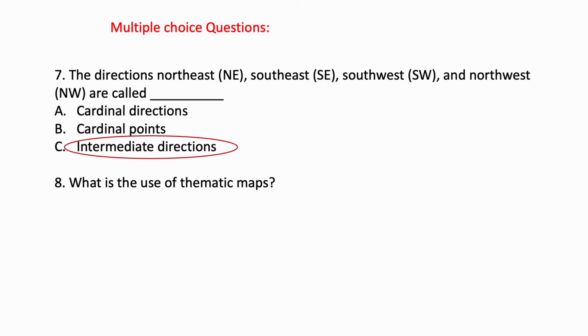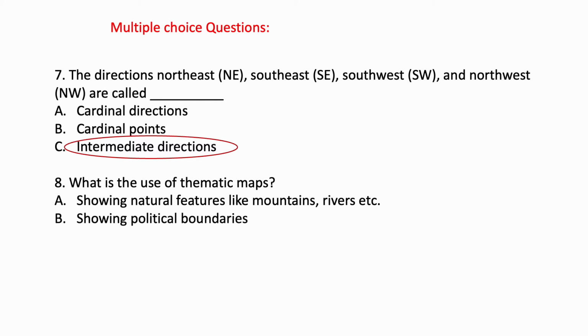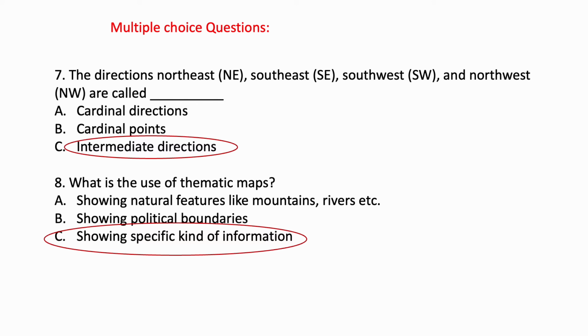Next one, what is the use of thematic maps? Option A, showing natural features like mountains, rivers, etc. Showing political boundaries, showing specific kind of information. So, which is the correct answer? Correct answer is option C, showing specific kind of information. Physical maps show natural features like mountains, rivers, etc. And political maps show political boundaries.